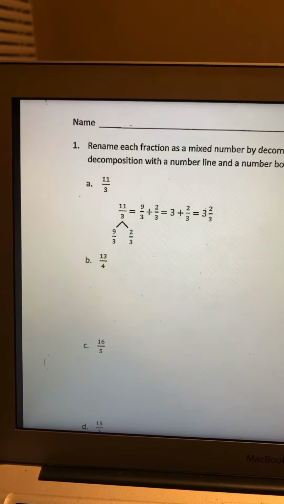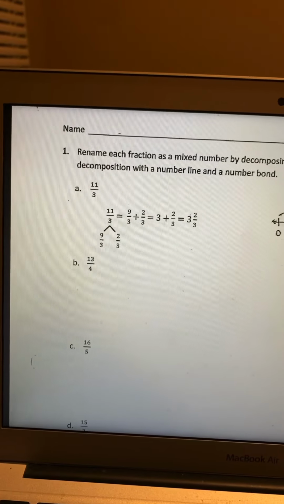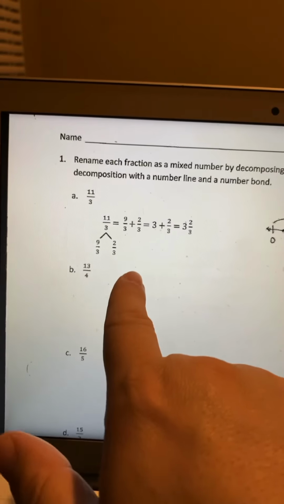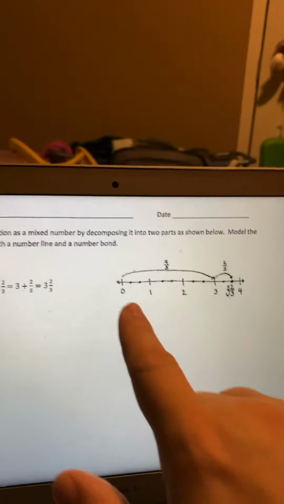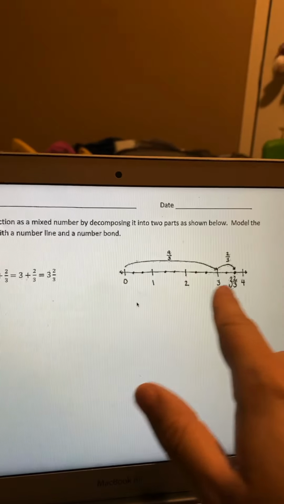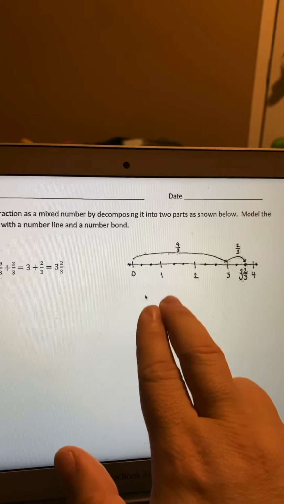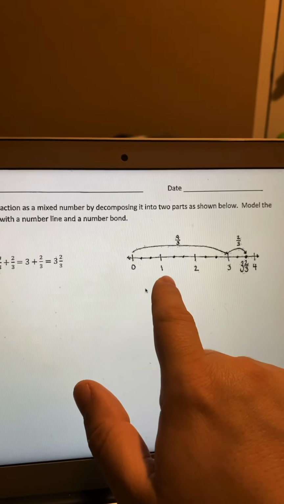Well, one way they're showing you here, so you understand what this mixed number is, they said we took our 11 thirds and we broke it down into 9 thirds and 2 thirds. Well, how do we get that? Well, we remember that here we used a number line. They've got starting at 0, going all the way to 4, and they've broken down each whole into thirds. They've got 1 third, 2 thirds, 3 thirds is the same thing as 1 whole.